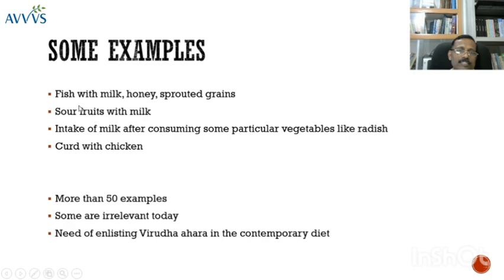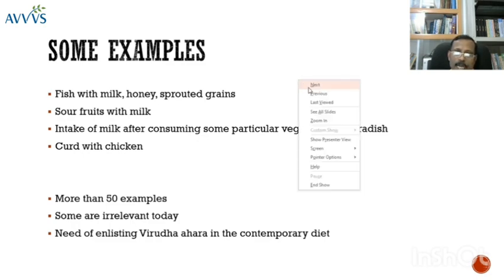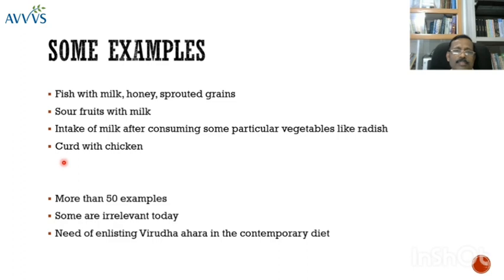Some examples are there: fresh milk with honey, sprouted grain, fish with milk. Honey and sprouted grains become Viruddha. Sour fruits with milk: if you use some fruit salad with ice cream or milk items, and the salad contains some sour fruits, regularly taking it will create problems in your body. Intake of milk after consuming some particular vegetables like radish. These are some examples. Almost 50-60 examples are there, which explain the incompatibility or contradictory nature of the food ingredients. Curd with chicken is another example. More than 50 examples are there.